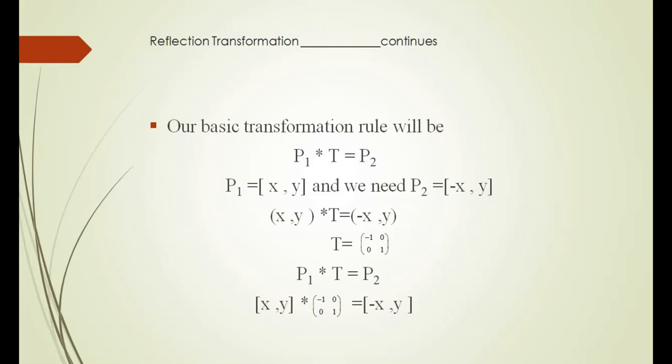That is our x, y coordinate multiplied by the matrix, and we get the result. Here, this row is multiplied with the first column, that is x into -1, that is -x, plus y into 0, that is 0. Then this row is multiplied with the second column, that is x multiplied by 0, which is 0, plus y into 1, that is y, and the result is -x, y.